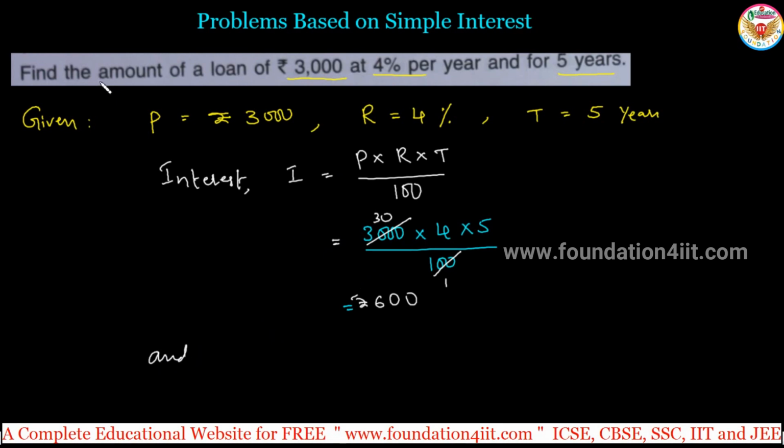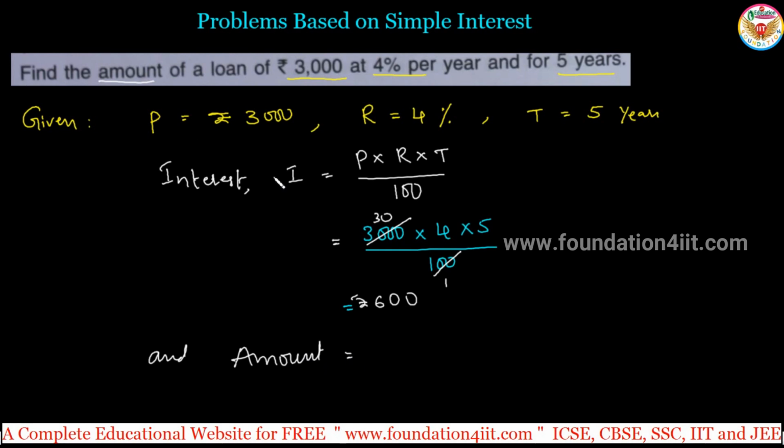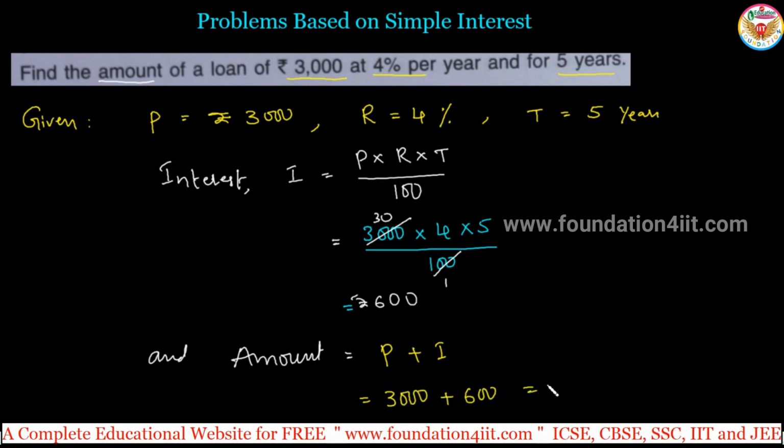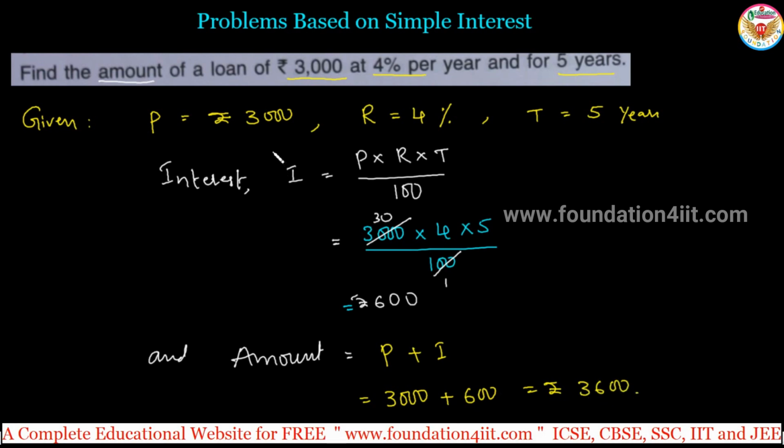Now the amount. We have to find out the amount as per the question. Amount is how much is returned. That means with the principal we should add the interest. So the formula is P plus I. Now the principal value is 3000 plus interest is 600. So therefore finally the amount is 3600. Just apply this formula and substitute in this question.